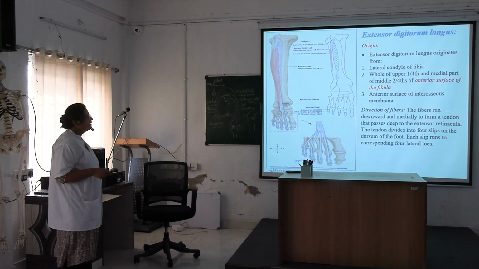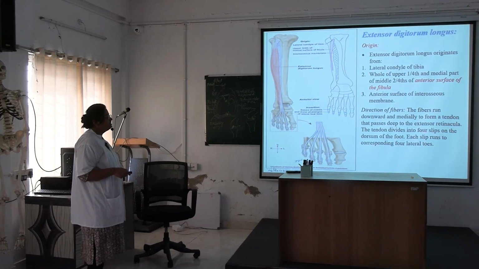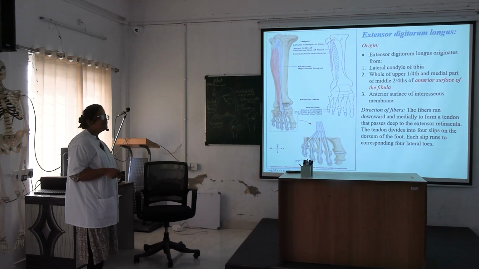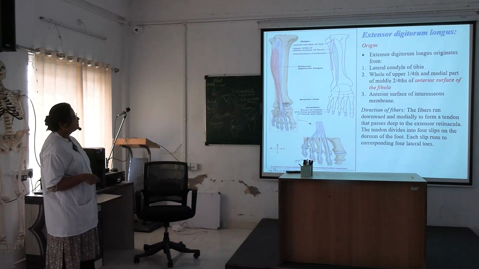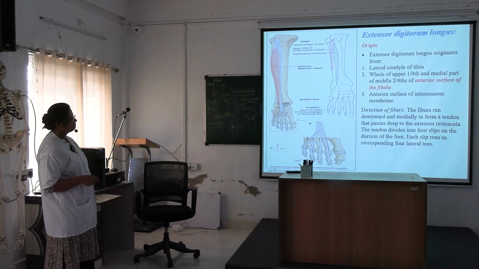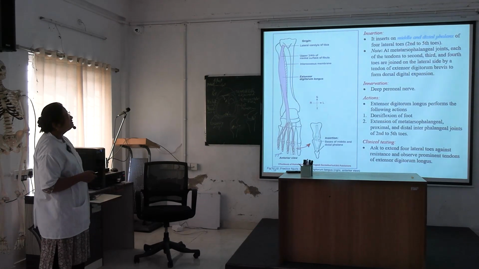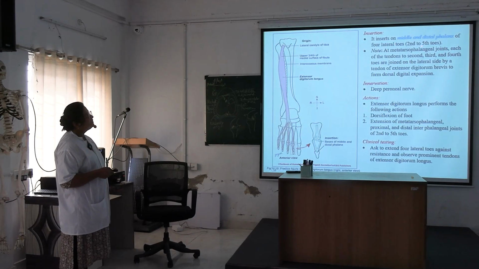Direction of fibers, the fibers run downward and medially to form a tendon that passes deep to extensor retinacula. Tendon divides into 4 slips on the dorsum of the foot here and each slip runs to the corresponding 4 lateral toes. Okay, here it is going to be inserted. Insertion, it inserts on the middle and distal phalanx of the 4 lateral toes, 2nd to 5th toes.